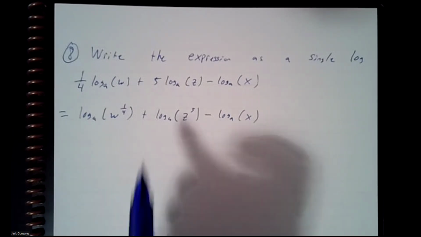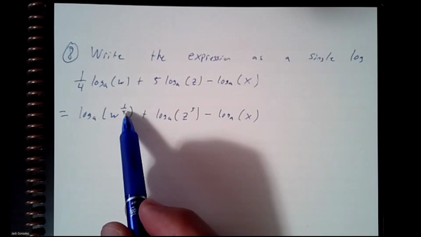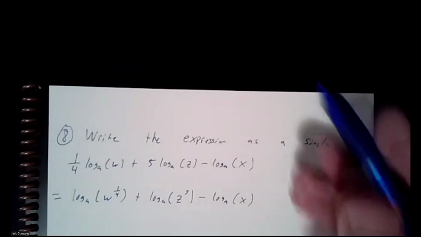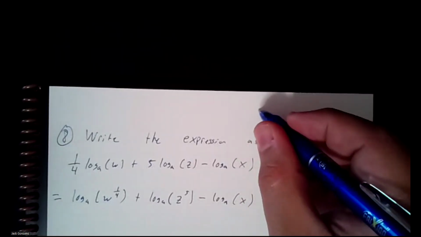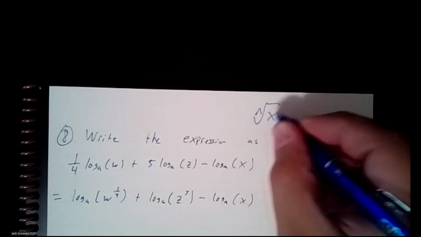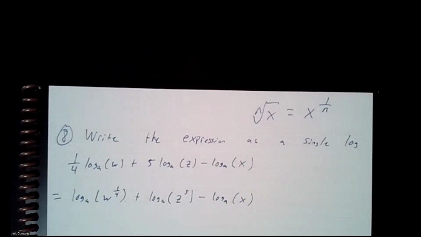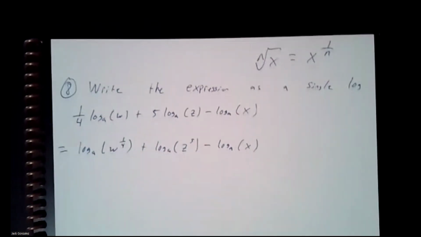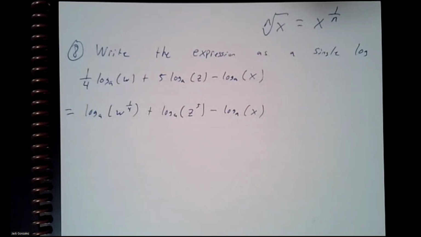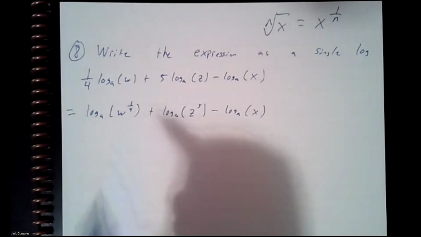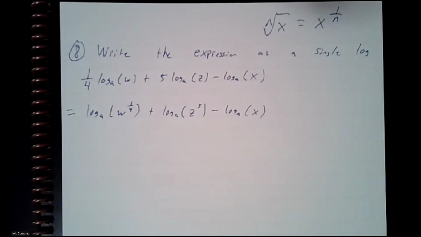And yeah, this 1/4 is technically a fourth root. That is true. In the algebra PDF, the nth root of x is equal to x to the 1 over n, where n is your root. So we could change it if we wanted to. What should we do next?